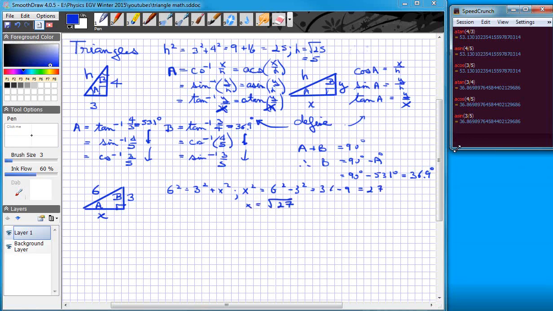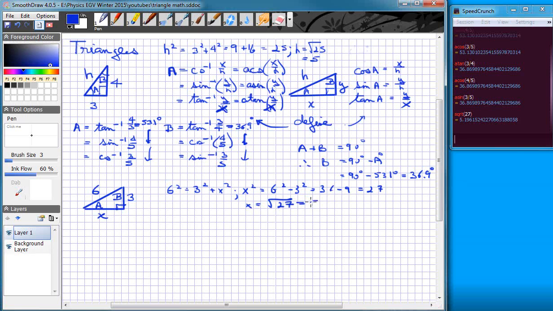So let's go over here and figure out what the square root of 27 is. SQRT in this calculator, 27, 5.2 roughly. I'll just use 1 decimal point in these calculations. And again, the units are arbitrary. So how would I figure out what A and B are? Let me just start by using the 3 and the 6, because the x was calculated. So I know 3 and I know 6.